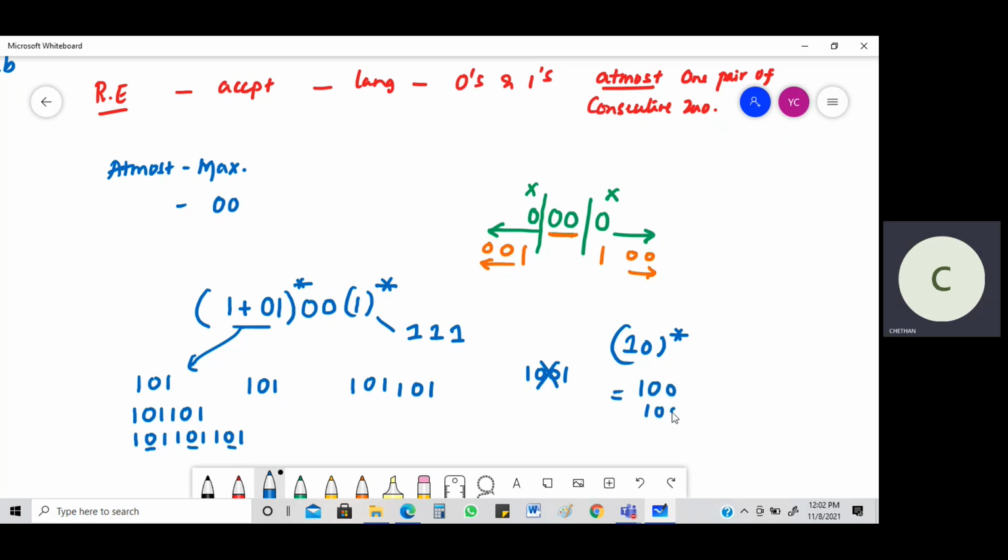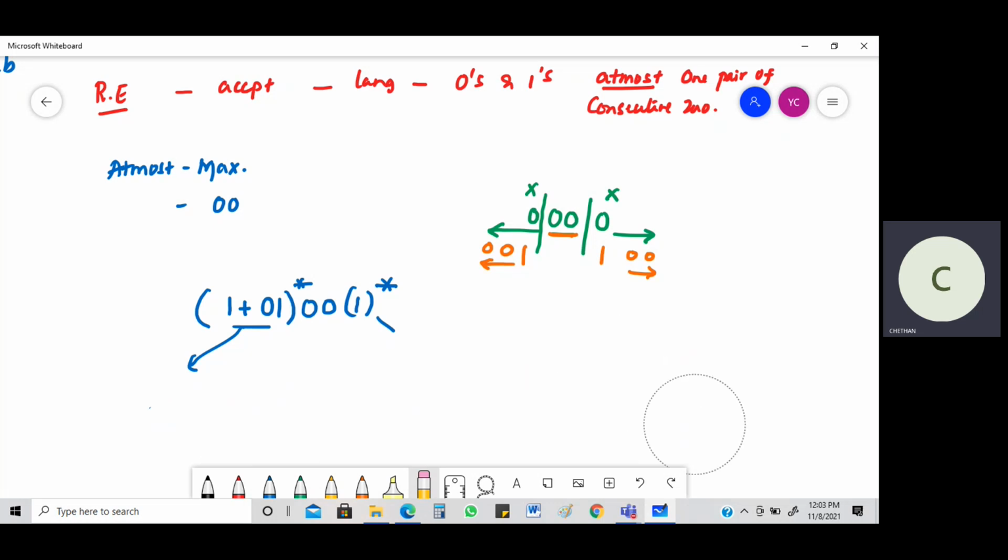Or if you take 3, it will be 1 0 0. If you take 4, it will become 1 0 0 0. So it will all be an issue. So you should not be risking that. Okay, so that needs to be taken care of. That very clearly you can write this to be like this. Okay, so this is my regular expression.